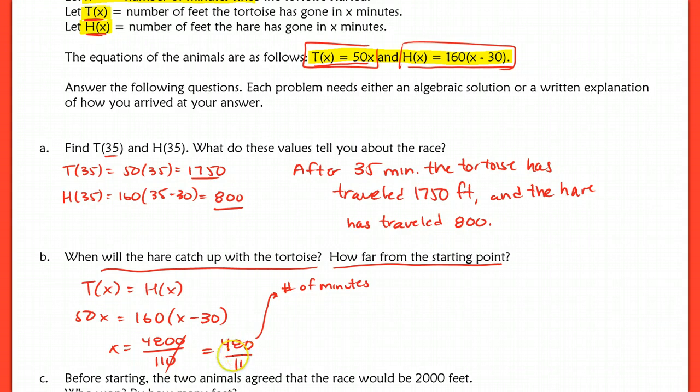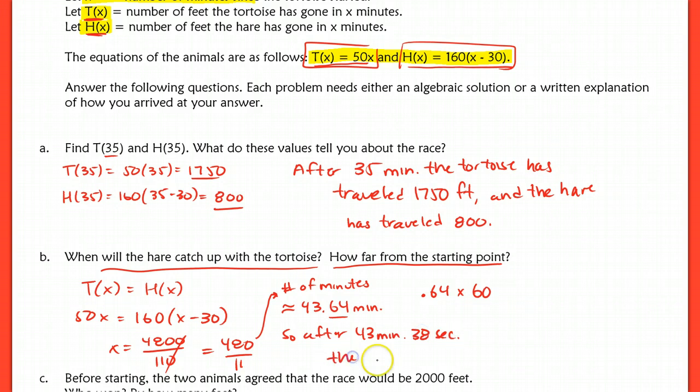If I divide 480 divided by 11, I get approximately 43.64 minutes. Now I want to change that, this 0.64, into seconds. So I multiply 0.64 times 60 to end up with 38 seconds. So after 43 minutes and 38 seconds, the hare catches up to the tortoise.